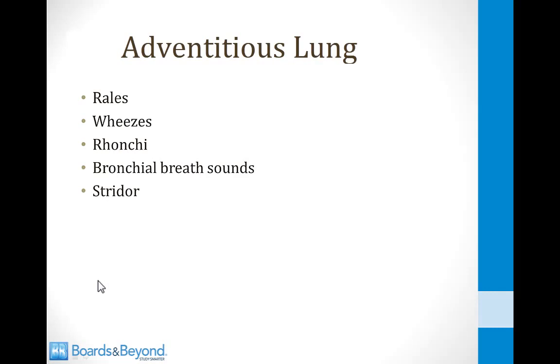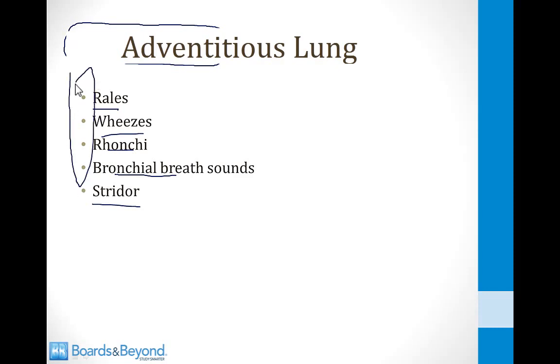Now let's talk about some abnormal breath sounds you can hear when you listen to the lungs. And these are all called adventitious lung sounds. Adventitious means extra or not native, so these are sounds that aren't supposed to be there. And these include things like rales and wheezes and rhonchi, also bronchial breath sounds and stridor, and we're going to talk about all of these right now.